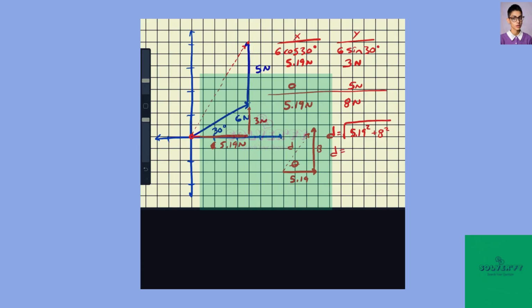And so our total d value is going to be 9.54. And then for the angle, we know that the tangent of that angle has to equal 8 over 5.19. And so theta is going to be equal to the inverse tangent of 8 over 5.19. And so that's going to be an angle of 57.0 degrees. And so when we write down our final answer, it's going to be 9.54 at 57.0 degrees.